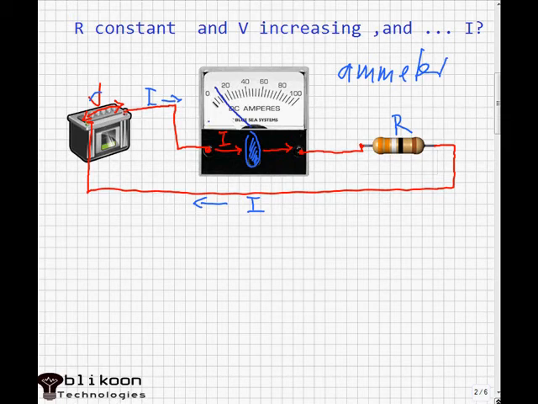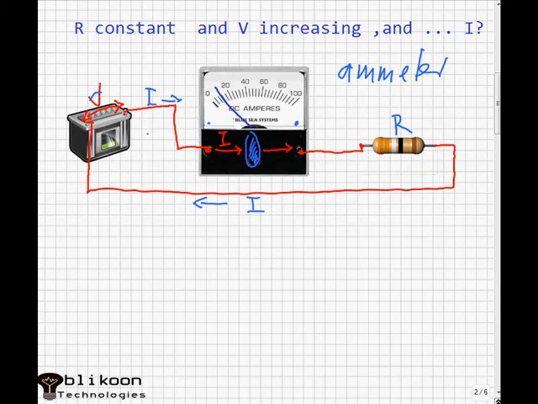and on the left side here we have low values for current. On the right we have high values. Notice that it's connected in the current path, so current to be measured goes through it. Our circuit loop is closed, current is flowing, and here is our current value reading on our ammeter.